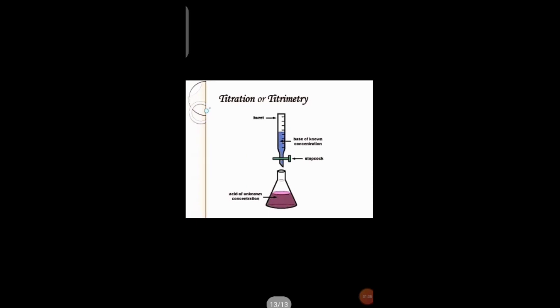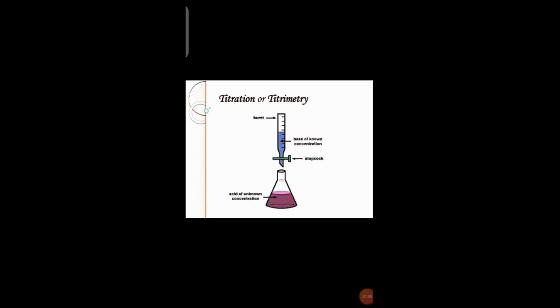It is a stepwise process. You will see the apparatus of the titration. This is the apparatus of the titration. In the burette, you will fill the sample of known concentration, and in the conical flask, you will fill the sample of unknown concentration, that is acid. You will add the indicator into it, like methyl orange, phenolphthalein, or any other indicator which will gain color after the neutralization.